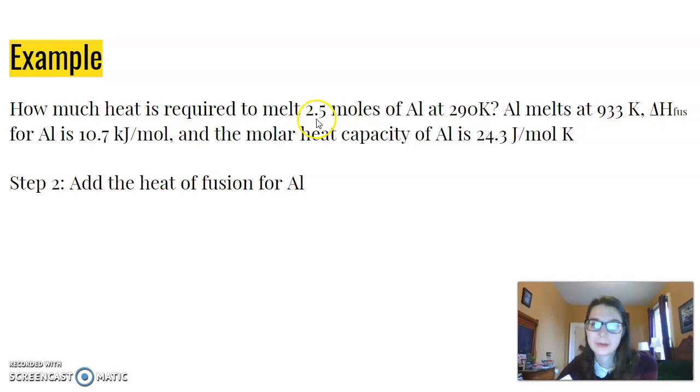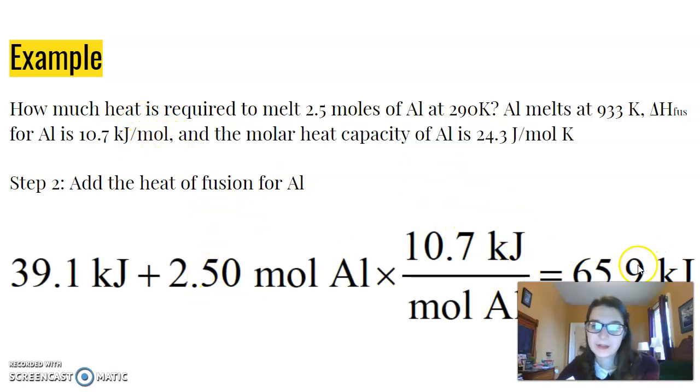So again, we have 2.5 moles of aluminum, and its heat of fusion is 10.7 kilojoules per mole. So we're going to find how many kilojoules that is. 65.9 kilojoules. Okay, now we can add these two values that we found in step 1 and 2 together. But remember, here we have kilojoules, and in the example before, we had just joules. So we have to make sure that they are in the same unit before you can add them together. Luckily it's kilo, so you'll either multiply or divide by 1,000, depending on if you want your answer in kilojoules or joules.